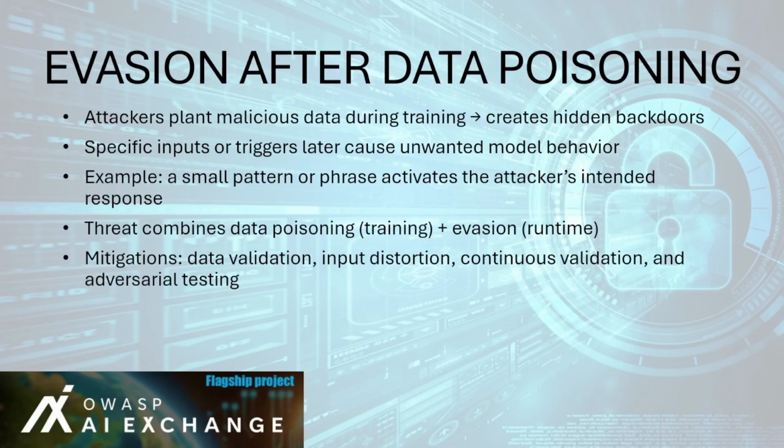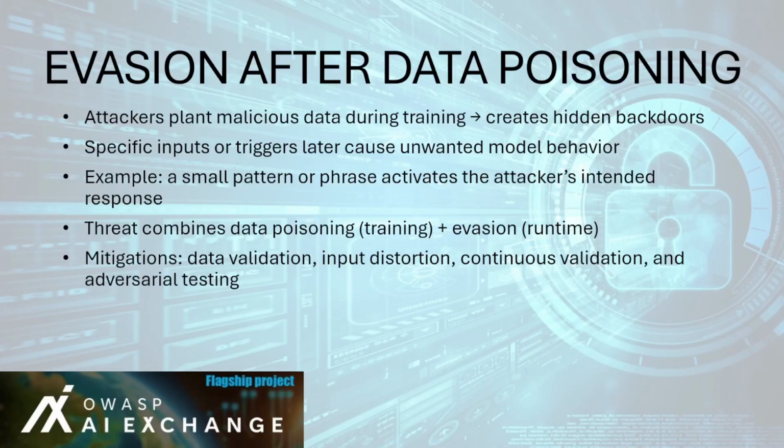Evasion after data poisoning occurs when an attacker first compromises the training process, subtly injecting poisoned samples into the training data. These samples contain hidden triggers, for example, a specific pixel pattern, keyword, or tag, that teach the model to behave incorrectly when the same trigger appears later during use. Once deployed, the attacker can activate the backdoor by feeding in the trigger input. The model then produces malicious or incorrect output, even though it behaves normally in all other cases.